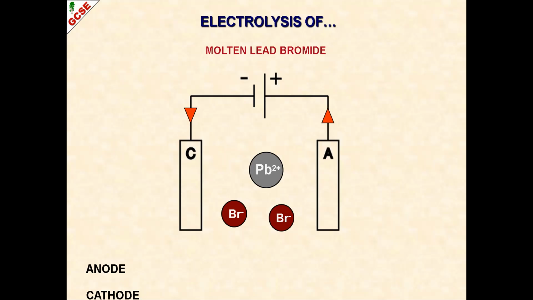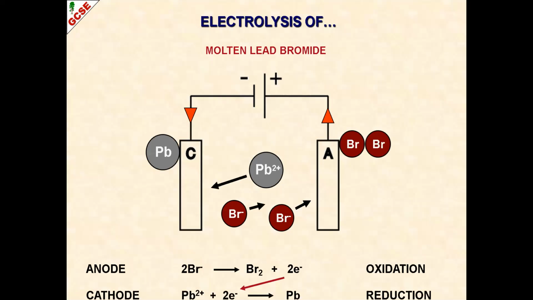Pb2+ plus 2 electrons goes there and becomes Pb again. I think it forms on the cathode. Yes, you're right for the cathode. And at the anode, bromine ions will lose electrons to form bromine, and at the cathode, lead ions will gain 2 electrons to form lead. So what is it going to look like? You're going to have these solids formed.